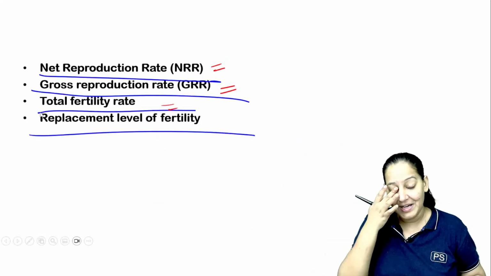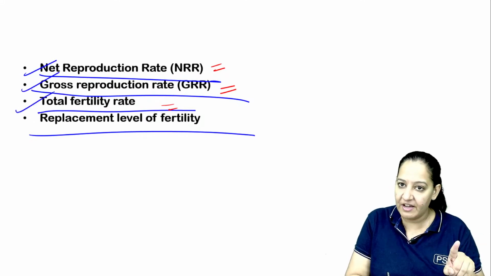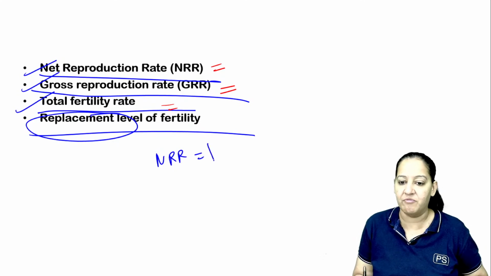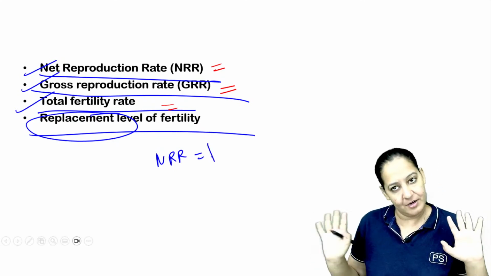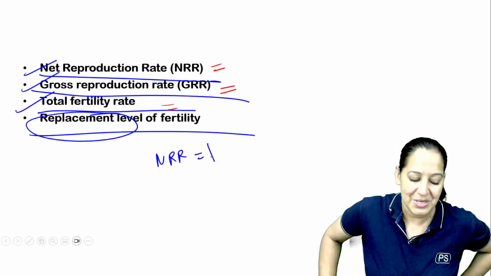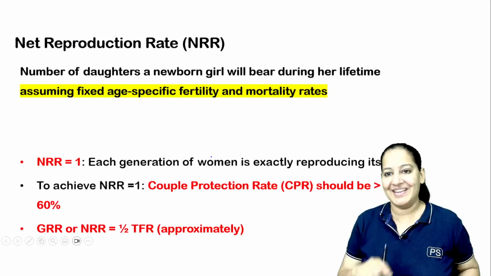Say yes. Right. And you got what is NRR, you got what is GRR, you got what is TFR, and what is replacement level? Replacement level is when NRR becomes 1, we will say replacement level. Replacement level has come. One girl is replacing one, if we are applying fertility and mortality both. So this is known as replacement level. I hope you all got it. Yes. So read the definitions now.